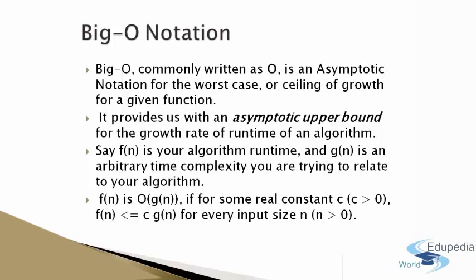So you see, Big O is a notation which is used to give a complexity, which is the upper bound or the worst case complexity, and it is denoted by a real constant c, which can also be written as f(n) is less than or equal to c·g(n). So this is more of a mathematical notation for Big O notation.